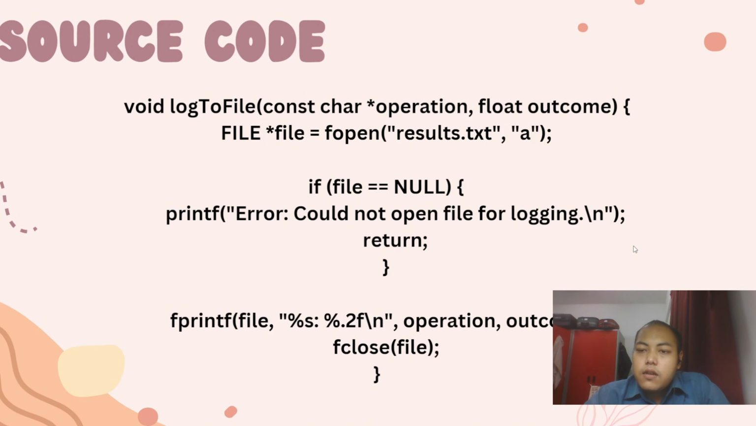And to summarize, here's how the program works. The user is presented with a menu. Based on their choice, the program either performs a calculation or displays past results. If a calculation is performed, the result is displayed and saved to a file, which is results.txt. And lastly, the user can exit the program anytime by selecting option 6.